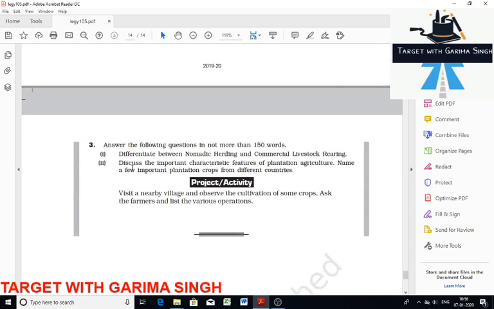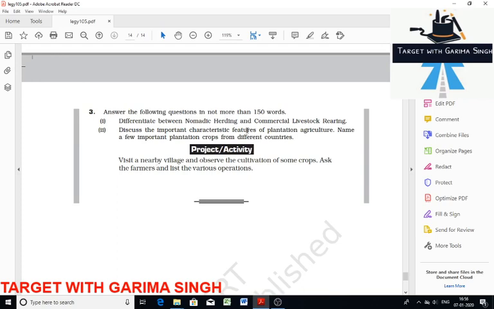Next is differentiate between nomadic herding and commercial livestock rearing. So when I tell one point of nomadic herding, simultaneously I tell about commercial livestock also. It's like we draw and differentiate, like the way I'm telling. Not able to draw it here, but it should be in a table form. Here left side nomadic herding and right side commercial livestock.